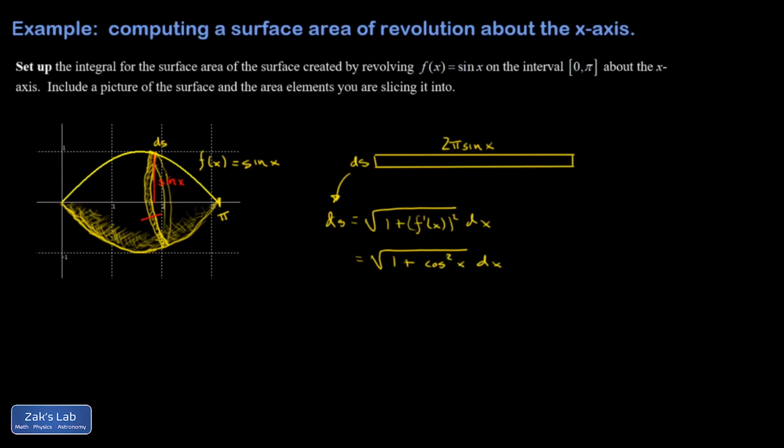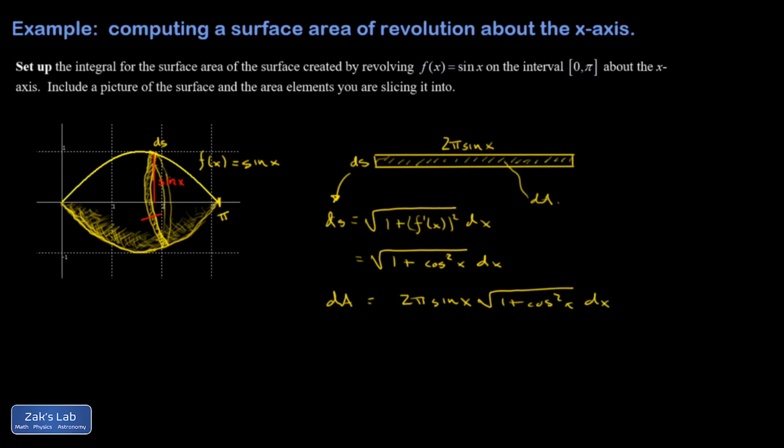All right, and this little area of the ribbon is what I call dA, a differential contribution to the total area. And I'm going to get an expression for dA real quick. dA is just length times width, so it's going to be 2 pi sine x root 1 plus cosine squared x dx.